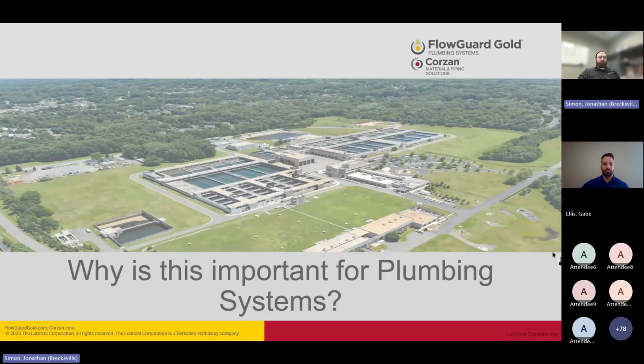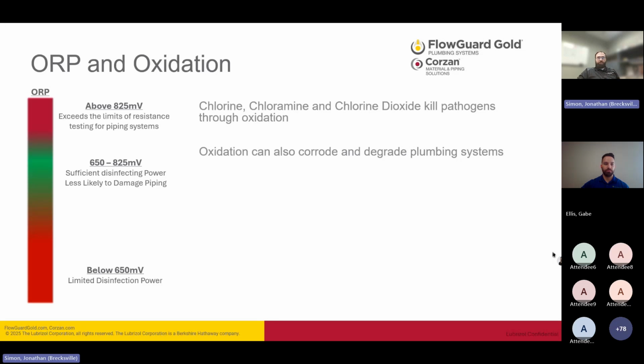So why is this important for plumbing systems? Well, chlorine, chloramine, and chlorine dioxide all kill pathogens through an oxidation process. Oxidation can also corrode and degrade plumbing systems. And it's a very delicate balance because anything below an oxidative reduction potential of 650 millivolts has very limited disinfection power. So if you're below that 650 level, the water treatment will be largely ineffective at keeping the water safe to drink.